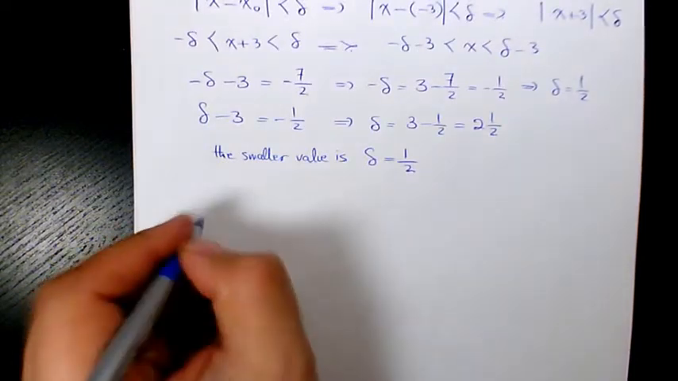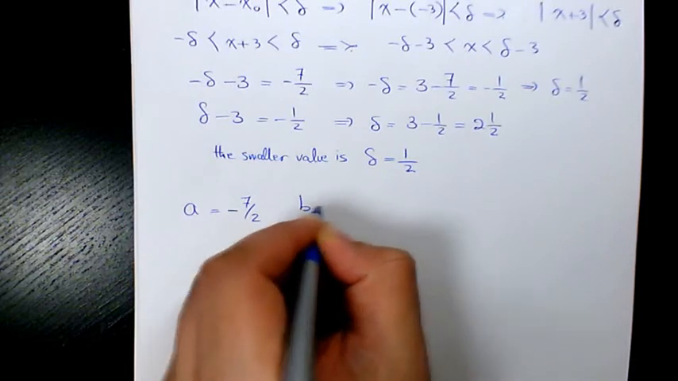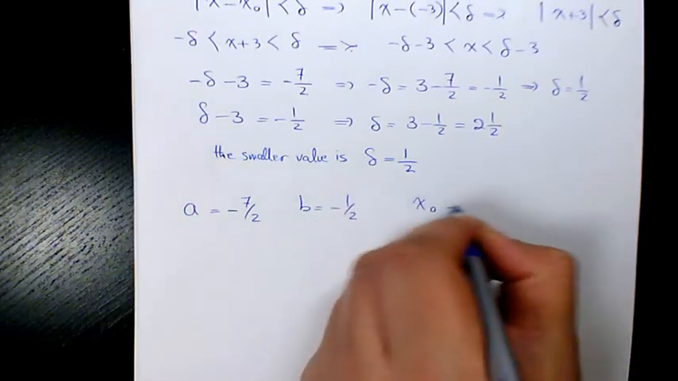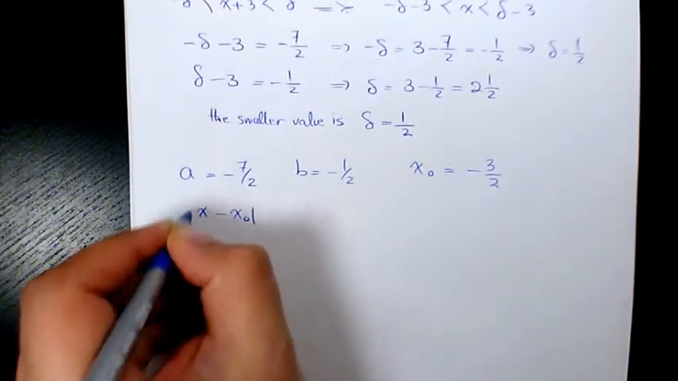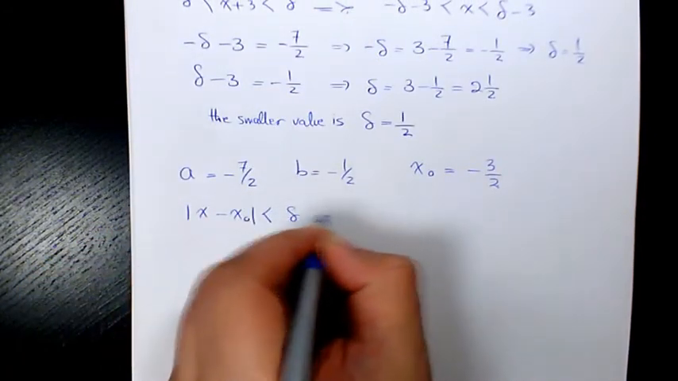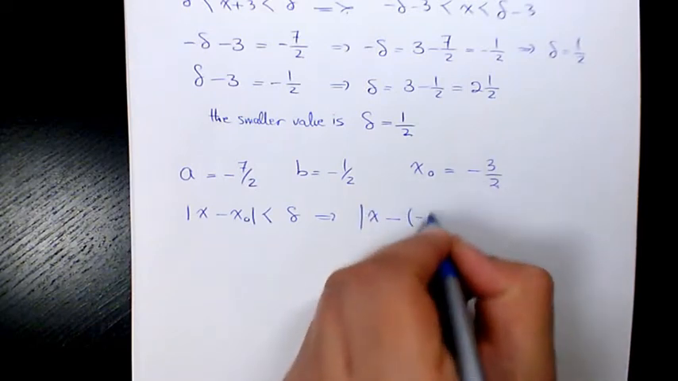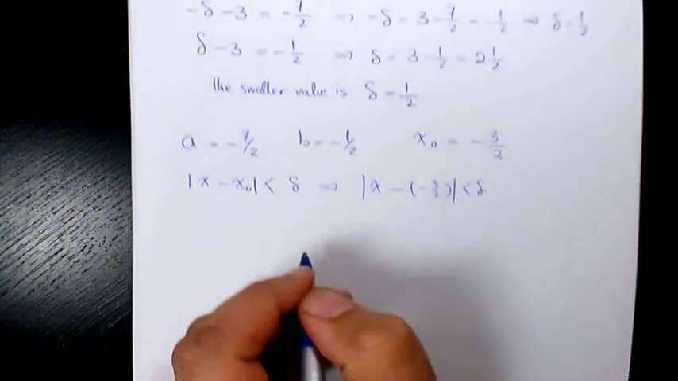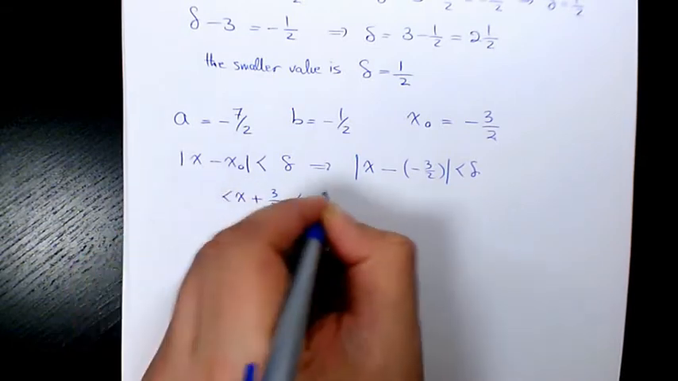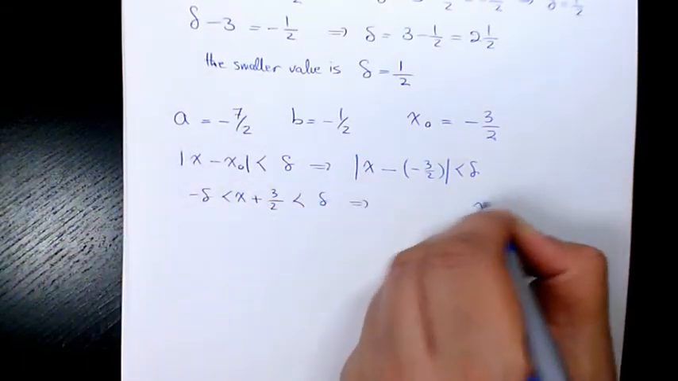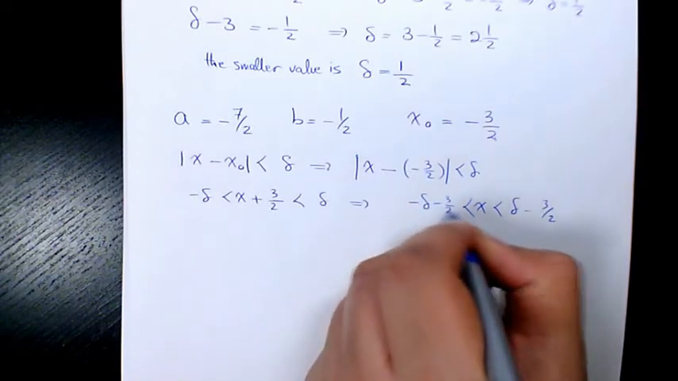Now, next one: A is negative 7 over 2, B is negative 1 over 2, and x naught is negative 3 over 2. So in that case, I'm going to say again the absolute value of x minus x naught less than delta. So it's going to be x minus negative 3 over 2 less than delta, which means that x plus 3 over 2 is between delta and negative delta, which is going to be x, delta minus 3 over 2, negative delta minus 3 over 2.